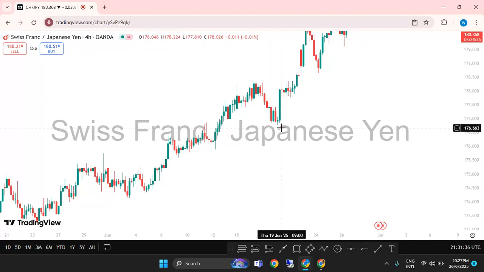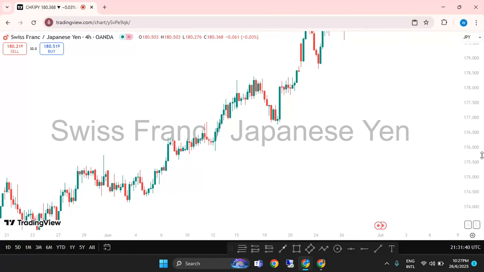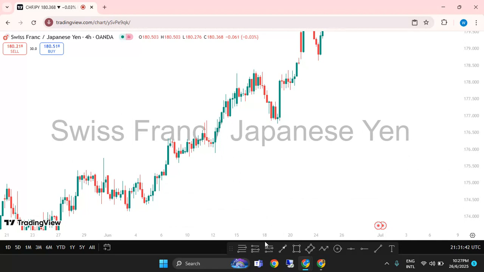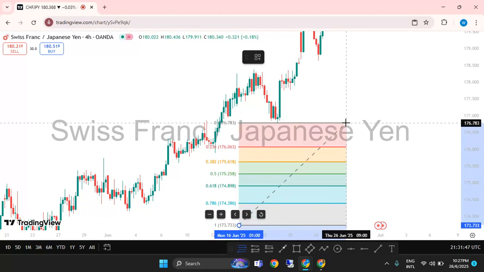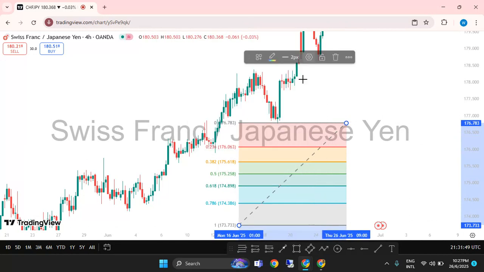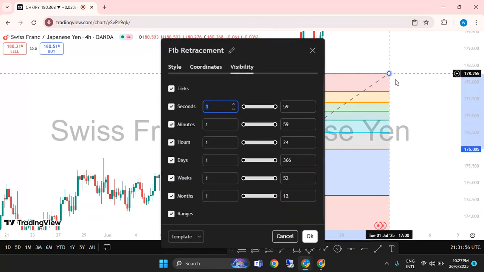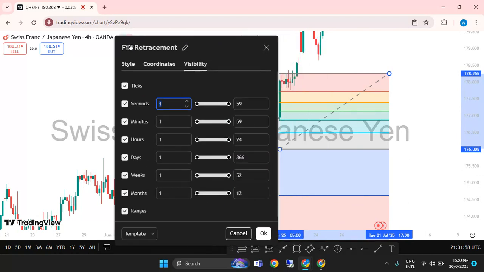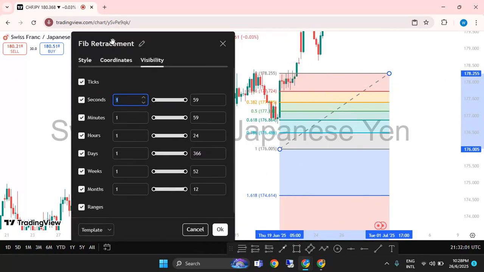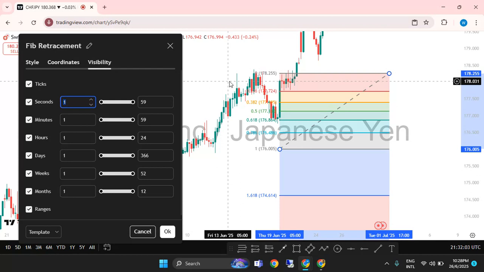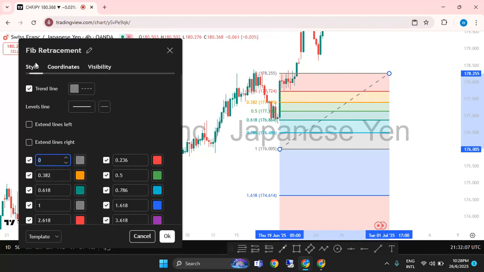So first of all, let us identify how to use it. This is an uptrend on the Fibonacci, as you can see. Let me plot it here. Okay. As you can see, the Fibonacci is quite not looking like my own Fibonacci levels. So now let's start off with the settings of the Fibonacci.